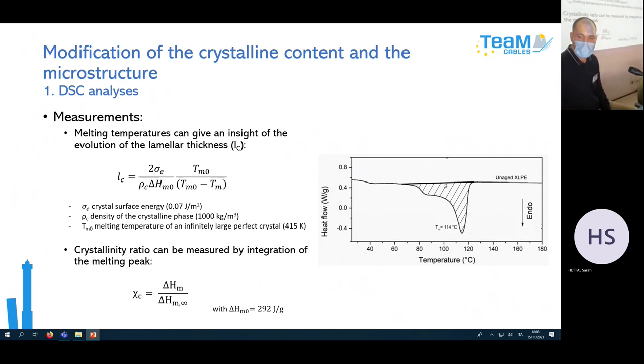As I said also, the integration of the peak can be related to the crystalline content, and the formula you need to look at is this formula. Basically, it relates the melting enthalpy of the melting peak that is shown on this thermogram, which is compared to a theoretical sample which has been crystallized at 100%. The value for polyethylene is 292 joules per gram and is well referenced in many, many papers.